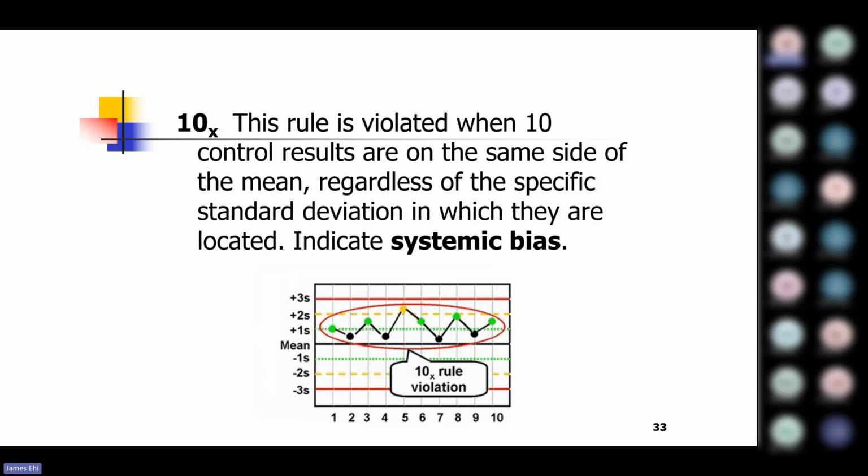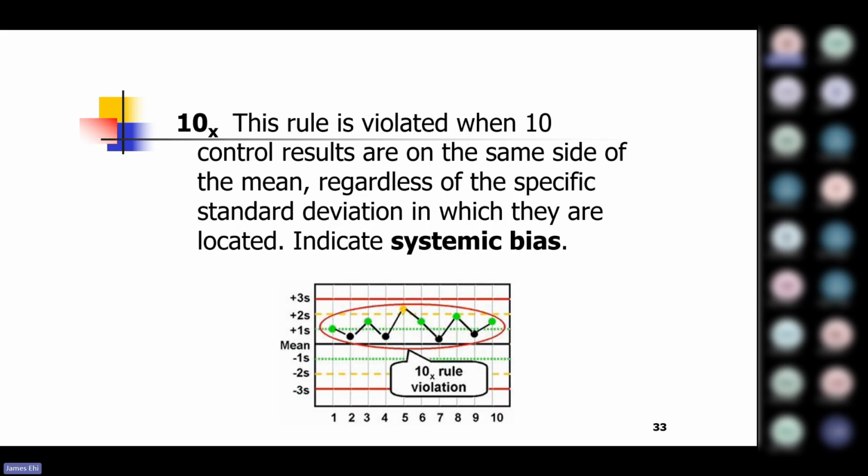And we have what we call the 10X rule. This rule is violated when 10 control results are on the same side of the mean, regardless of the standard deviation. Now, in the 4-1S, the QC results are greater than 1SD. But in the 10X rule, they may be within 1SD. As you can see here, some of the results are within 1SD, some are greater than 1SD, only one here is greater than 2SD. So looking at this graph, you may say a 4-1S rule was not violated, but actually a 10X rule is violated.